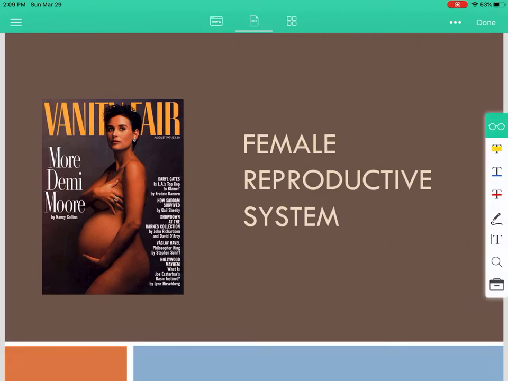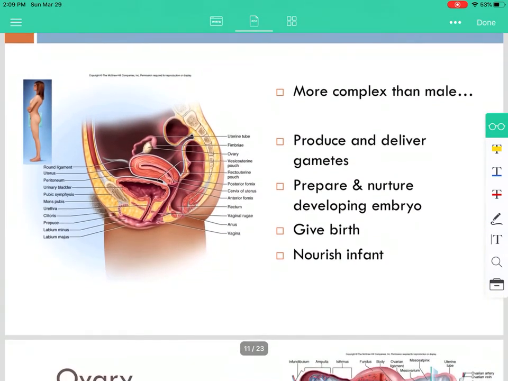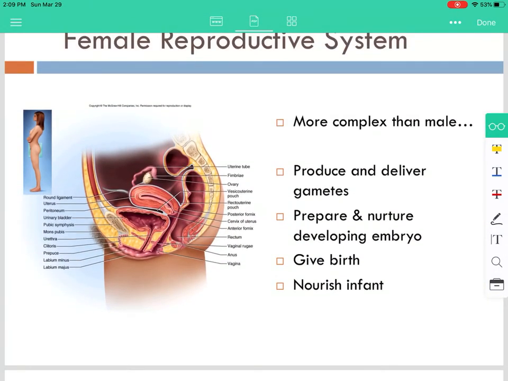And then, not only that, after birth, this system is also responsible for producing milk in the mammary glands. So the anatomy reflects that. The anatomy for the female is more complex, simply because the female has many more jobs to do.